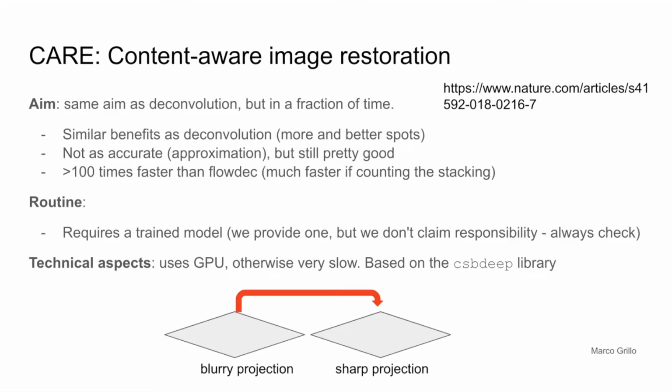And this is kind of why we want to do this, right? Because a proper deconvolution can take time. And the routine here again is that it requires a trained model. We do have one from the lab that you can download and use. Of course, we claim no responsibility at all. So please always double check everything to see that it's okay. It uses the GPU, otherwise it will be very slow. And again, the idea is to move from a blurry projected image to a sharper projected image.